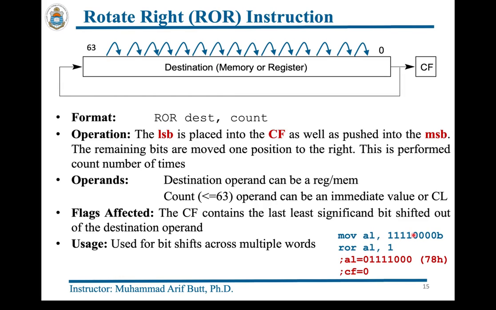The AL contains these 8-bit values. Rotate right rotates the contents of AL by 1. So whatever is there in the least significant bit side is pushed from this side and also placed inside the carry flag. So you can observe that this 0 is taken up from here and pushed from this side. So rest all the bits are moved towards the right, and this least significant bit 0 is also placed inside the carry flag. So that's great.